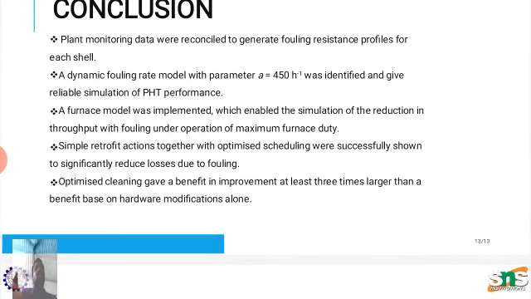Finally, we go into the conclusion. Plant monitoring data were reconciled to generate fouling resistance profiles for each exchanger. A dynamic fouling rate model with parameter A equal to 450 per hour was identified and gave reliable simulation of preheat train performance.